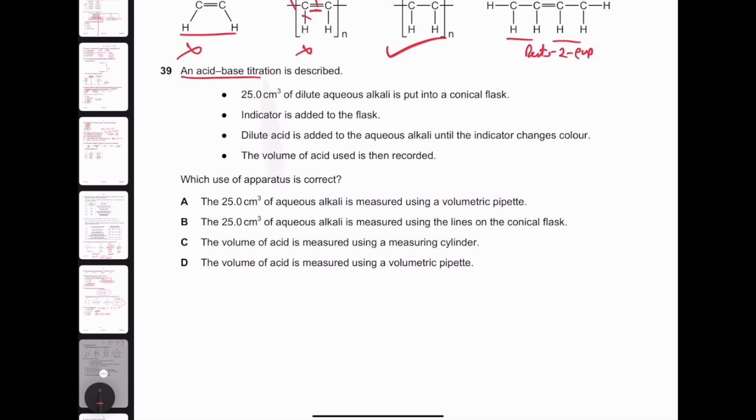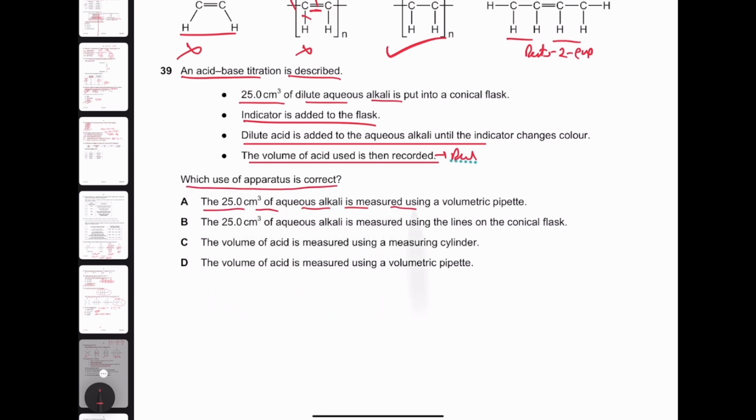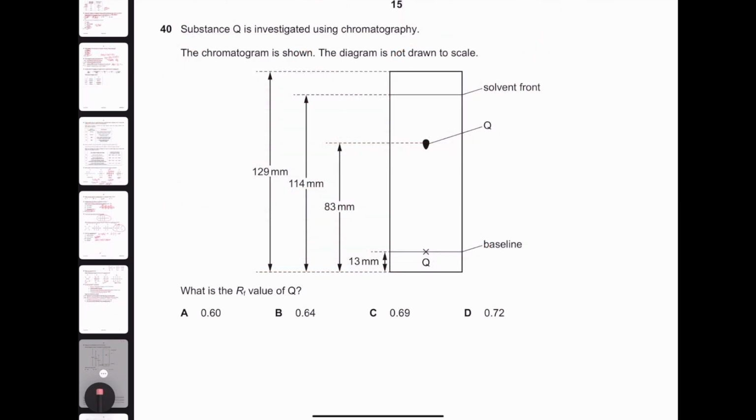An acid-base titration is described. This much dilute aqueous alkali. We know that alkali is poured using a pipette and the acid drips through the burette. Indicator is added, dilute acid is added to the aqueous alkali. The volume of acid used is then recorded. This is done using a burette. Which use of apparatus is correct? 25 centimeter cube of aqueous alkali is measured using a volumetric pipette. Is this right? Yes, it is. Is measured using lines of the conical flask? No, highly inaccurate. Volume of acid is measured using burette. Wrong. Volume of acid is measured using pipette? No, wrong. Burette.